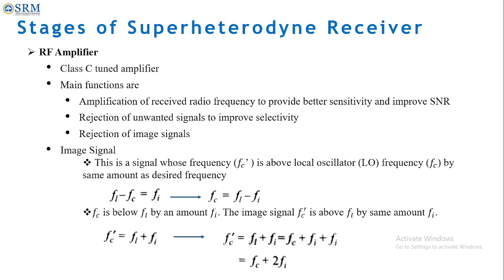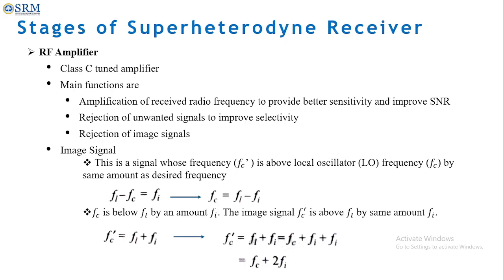So what do we mean by the image signal? We can say it is a signal whose frequency FC dash is above the local oscillator frequency by the same amount as the desired frequency. As we know, FL minus FC is equal to FI. From that we can find FC: FC is equal to FL minus FI. So FC is below FL by an amount of FI. Now we choose the image signal frequency as above the local oscillator frequency by the same amount of FI. So we can express the image frequency as FC dash is equal to FL plus FI.